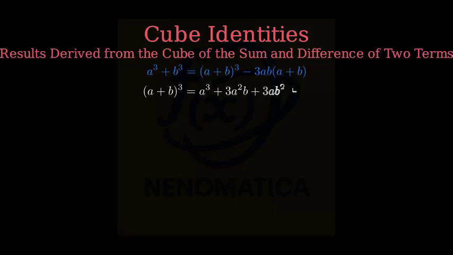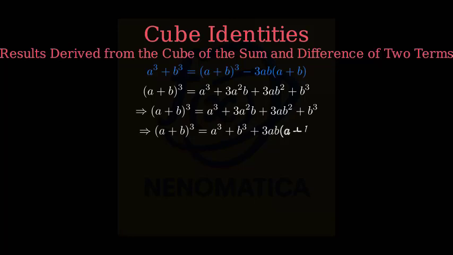First, we need to expand the cube of the sum, a plus b, all cubed, using the binomial theorem. This gives us a cubed plus 3a squared b plus 3ab squared plus b cubed. Now let's rearrange this. A plus b, all cubed, equals a cubed plus 3a squared b plus 3ab squared plus b cubed. We can factor out 3ab from the middle terms.